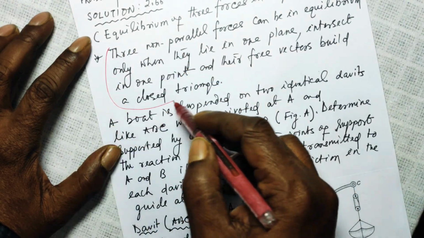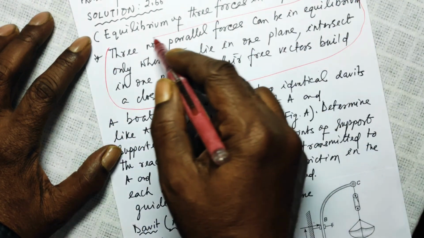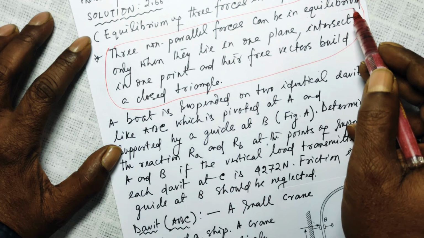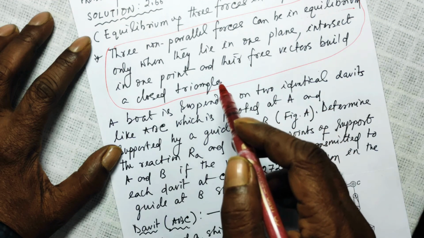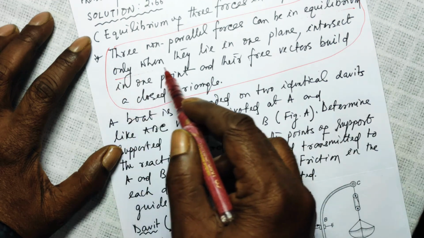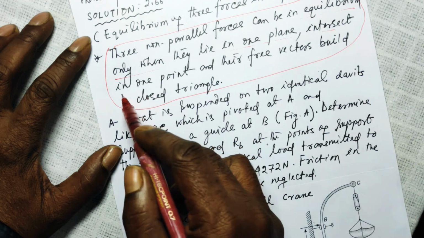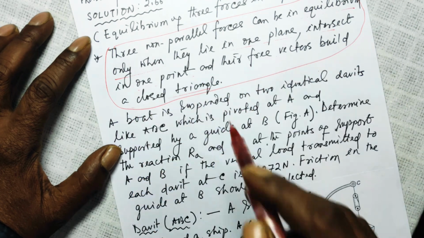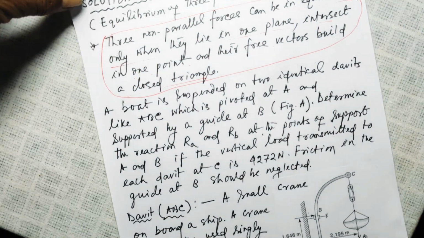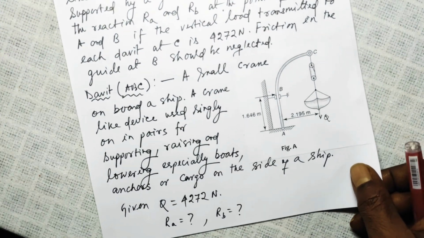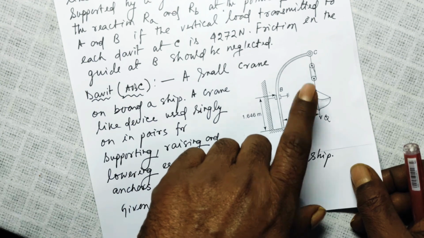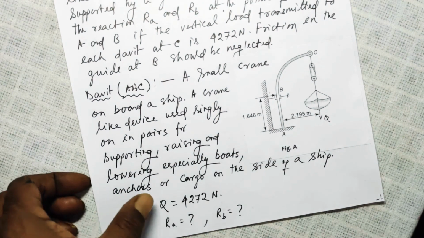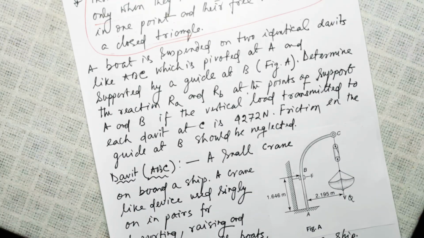Look at this statement. Three non-parallel forces can be in equilibrium. This means the sum of the three forces will be zero only when they lie in one plane, intersect in one point, and their free vectors build a closed triangle. I have to explain this, then only it will be understood. It will be easy to understand this problem. So for that I have to explain the parallelogram law of vector addition.